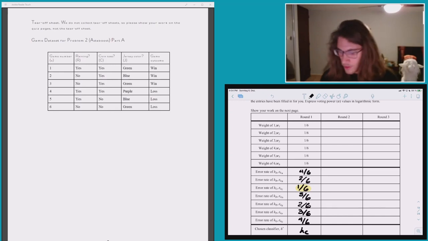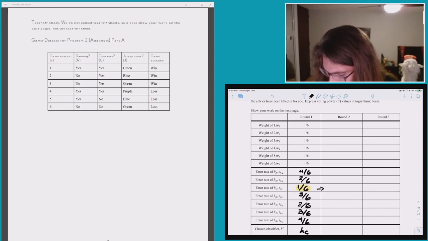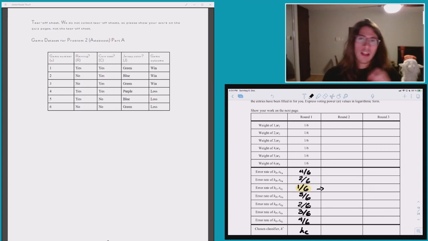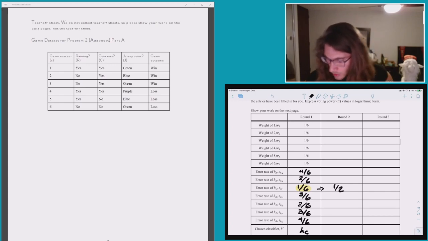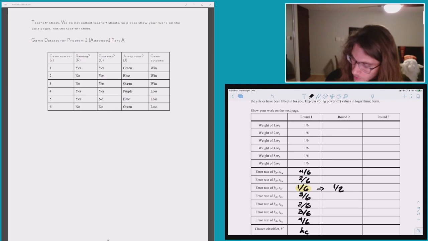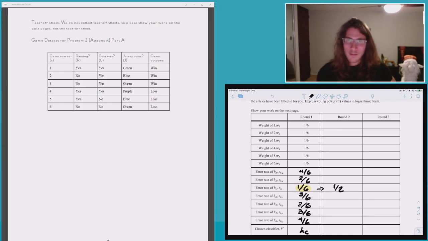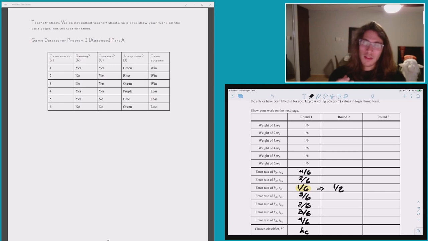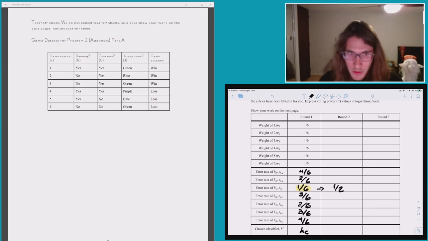There's also an easy trick to doing it. Recall that the error rate of the best classifier in round X minus 1 is going to be 1/2 in round X. So the best classifier from the previous round is going to have an error rate of one half in the next round, which means the misclassified points, better said, are going to have weights that sum up to one half. Let's see. So in this case, for example, HC misclassified point 4, which means this point is going to have a weight of one half.